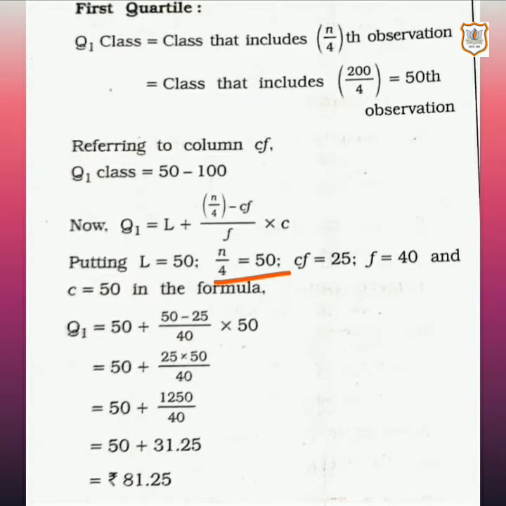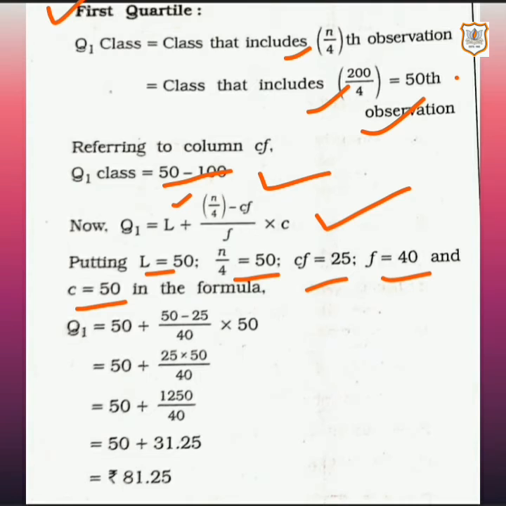N by 4 is 50 that we have taken out. CF, of the class preceding, is 25. Frequency in front of that class is 40 and class length is 50, as the difference between 50 to 100 is 50. So class length is 50. Now we are going to put the values in the formula.